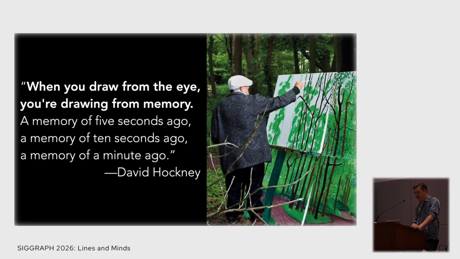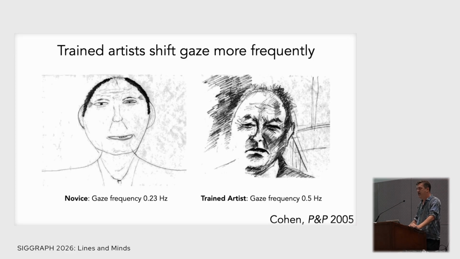In the words of David Hockney, the artist, when you draw from the eye, you're drawing from memory. Every time you look at the page to draw, it's a memory of what you might have just seen 5 seconds ago or 10 seconds ago or a minute ago. Indeed, in one study, they found that trained artists move their eyes back and forth in a copying task more frequently: every 4 seconds for the novice versus every 2 seconds for the professional.